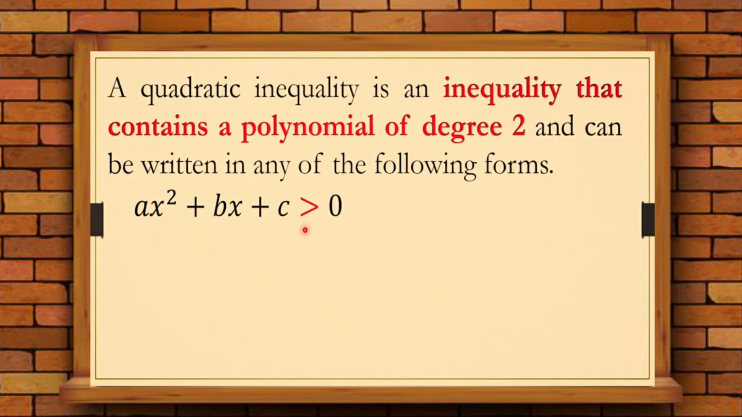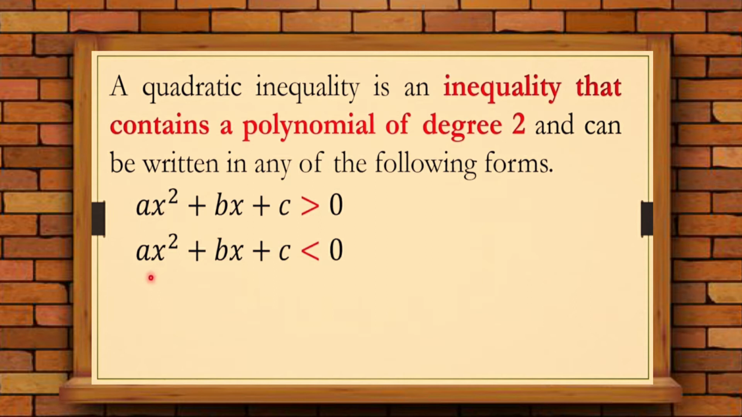If you have ax squared plus bx plus c is greater than 0, the inequality symbol used is greater than, and that is an example of a quadratic inequality. But remember, class, we will not only look at the symbol, because there are times that the symbol is greater than, but the exponent part is only first degree, and it is just a linear inequality.